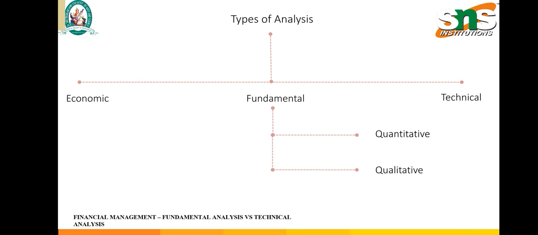Let's see the factors or the process in fundamental analysis. Actually, it is a top down approach. First, we do macroeconomic analysis, then we have to go for industry analysis, then equity valuation model, that is dividend discount model, then financial statement analysis. So these are the process through which the fundamental analysis is being carried forward.